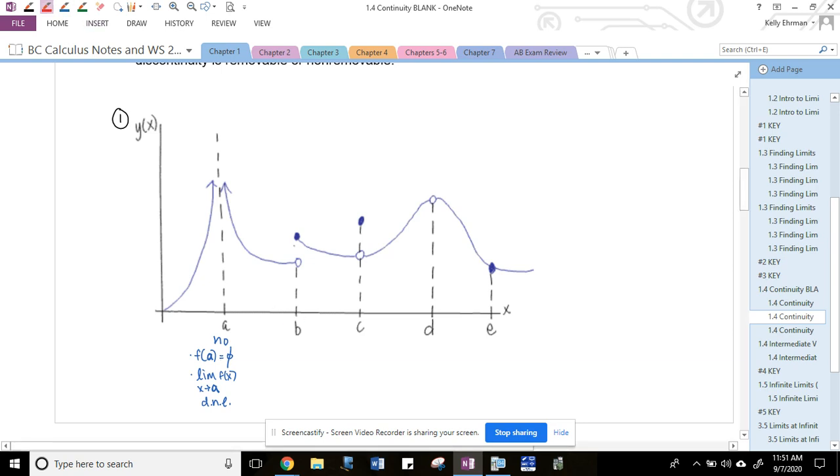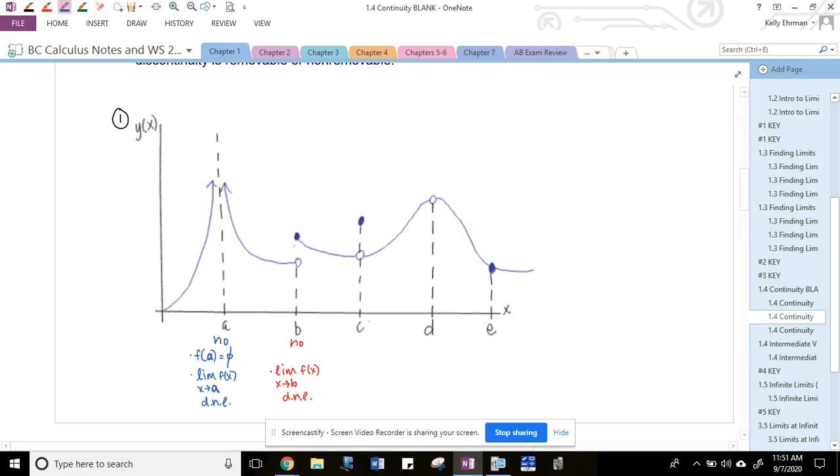If we look over at b, does f of b exist? Yes. F of b is defined to be this point. But is it continuous here? No, we have a jump in the graph. So even though the first condition is met, the second condition has failed. The limit as x approaches b of f of x does not exist. And that's because the left-sided limit does not match the right-sided limit.